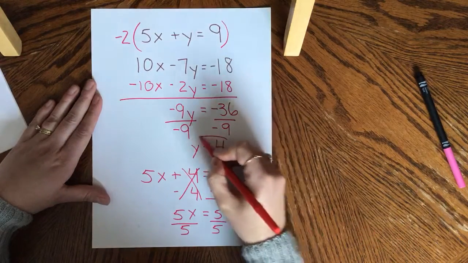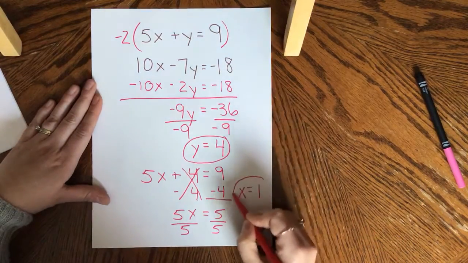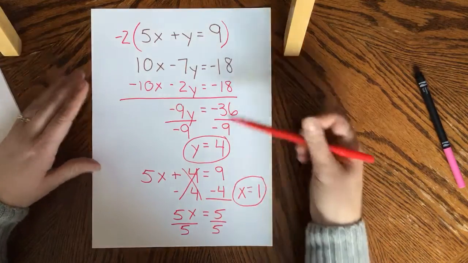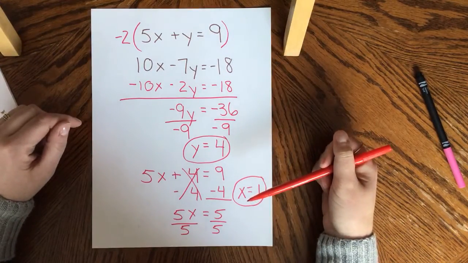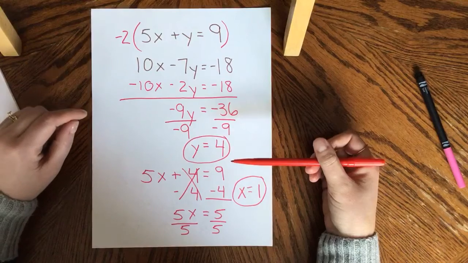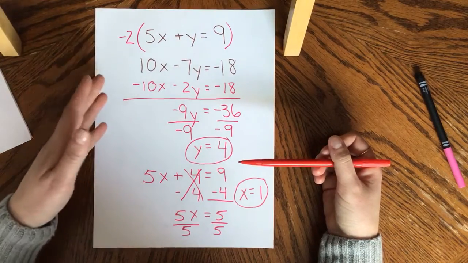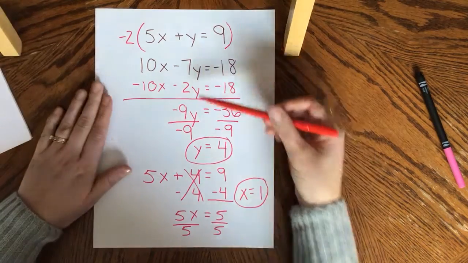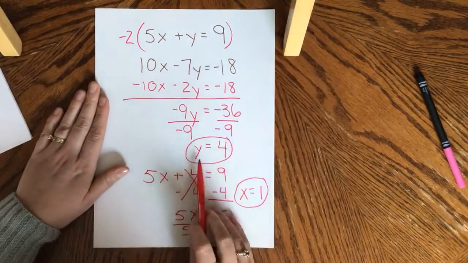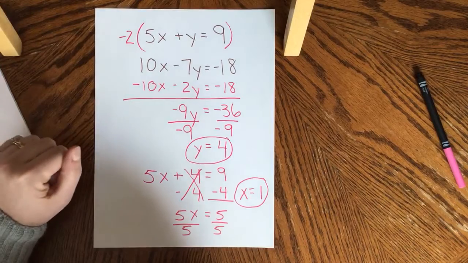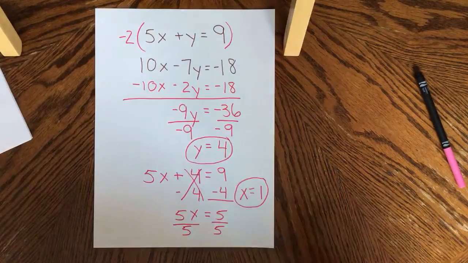So I have my y and I have my x, and I did this by using systems of equations by elimination. You're always going to try to find something that you can subtract and get a 0 for to figure out the other letter. First we got our y and then we got our x, and that's solving a system of equations.